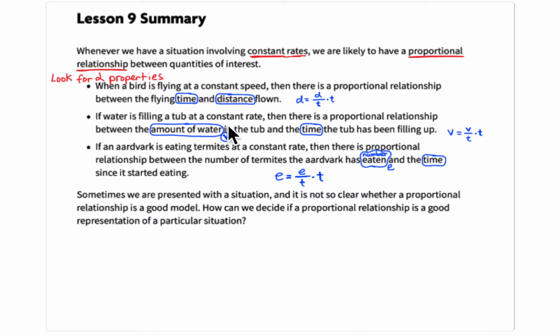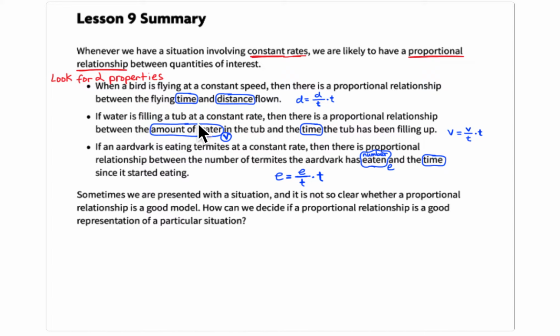So for example, in this first example, a bird is flying at a constant speed. There's a time and there's a distance. So what's the relationship between that distance and that time? It's how much distance that bird flies per amount of time. So per minute, per hour.